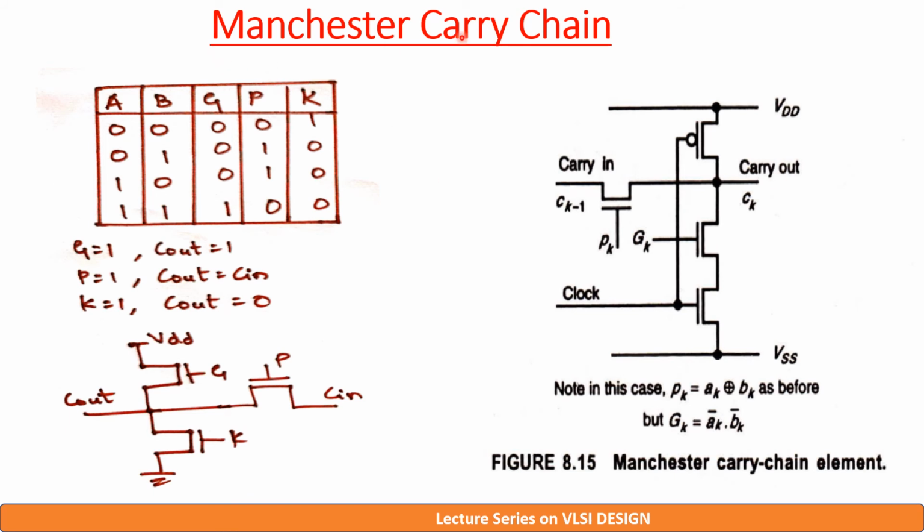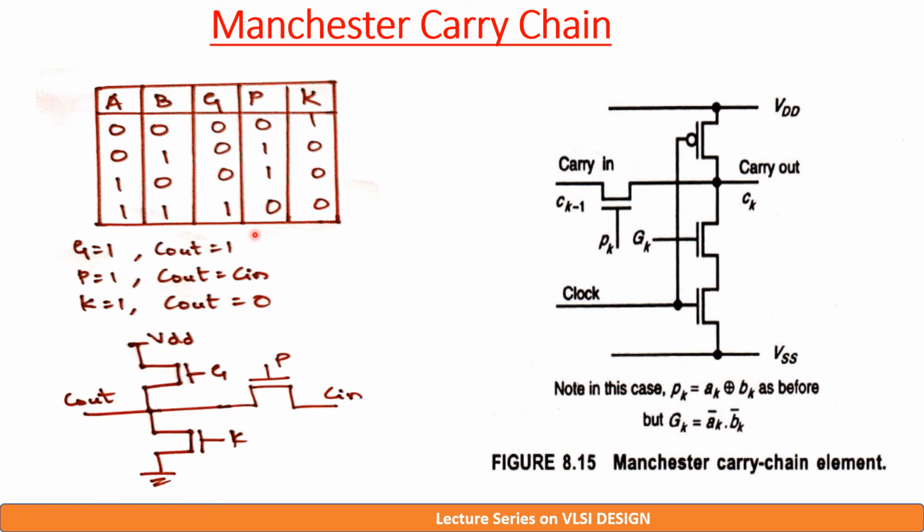So the next concept is Manchester carry chain. As discussed in the previous slide, if A and B are 0, there is no generation of carry, so kill signal is 1. When A is 0, B is 1, or when A is 1, B is 0, carry will be propagated, therefore propagate signal is 1, whereas generate and kill are 0. When A is 1, B is 1, carry gets generated, therefore G is 1 and P and K are 0. So if generate is 1, carry gets generated, therefore Cout is 1. If propagate is 1, carry output is equal to Cin, and if kill is 1, there is no generation of carry, therefore Cout equals 0.